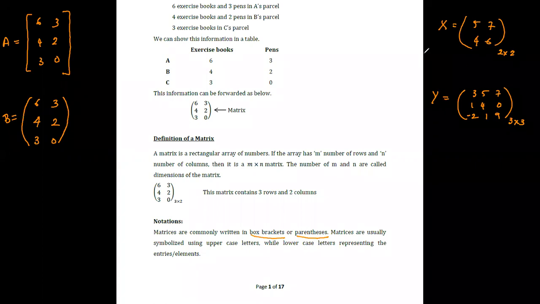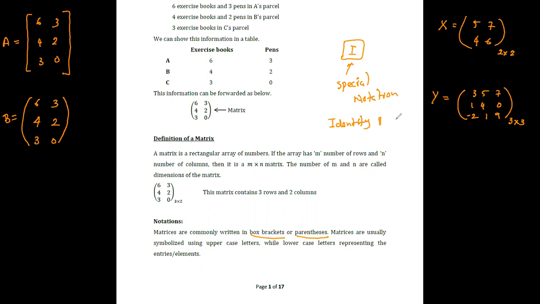Generally, we can use any of the letters in the English alphabet. But generally, we are not going to use the letter I to denote a matrix, because it is used for a special notation. For the identity matrix, we will discuss that matter as well. To denote the identity matrix, we use the letter I. Therefore, apart from the letter I, all the other English uppercase letters can be used to denote a matrix.